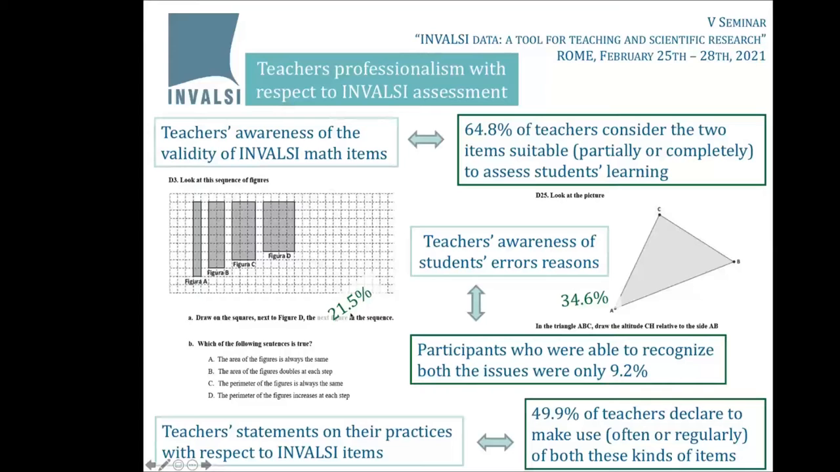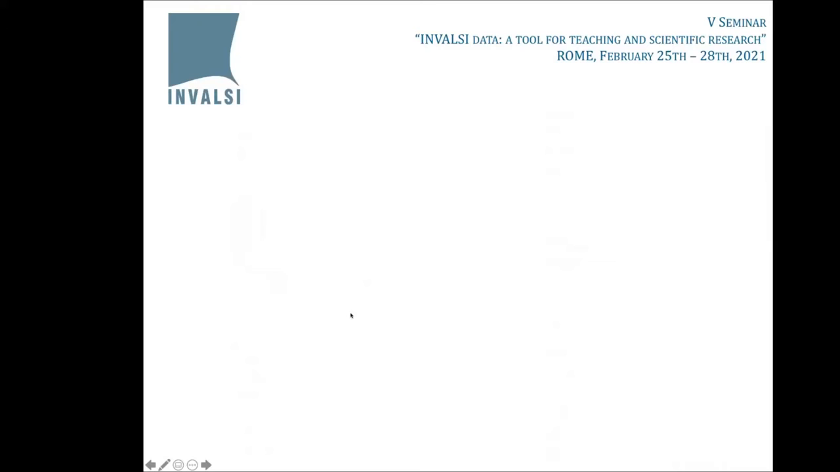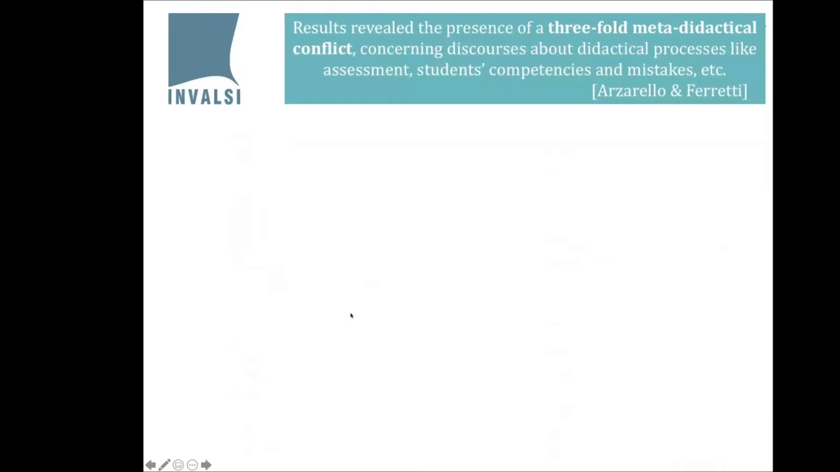So to conclude, how can we interpret this data? We use the construct of the metadidactical conflict by Ferdinando Arzarello and Federica Ferretti, according to which discourses about didactical issues, such as the student ability, the reason for students' error, the assessment, and its formative point of view, might reveal the presence of discrepancies. This metadidactical conflict seems indeed to emerge from our data with its three main components.